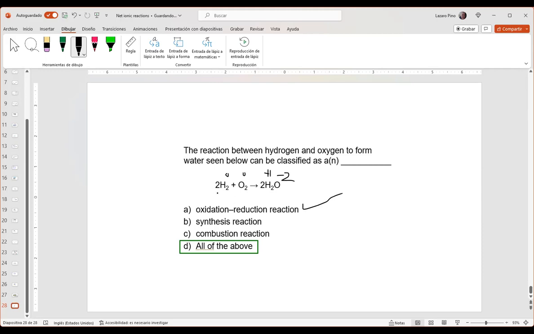Is it a synthesis reaction? Yes, because two elements combine to give a compound. Then it's also a synthesis reaction. Is it a combustion reaction? Yes, because one compound is combining with oxygen to produce an oxide, in this case, water. Then we can say that the answer is all of the above is correct.